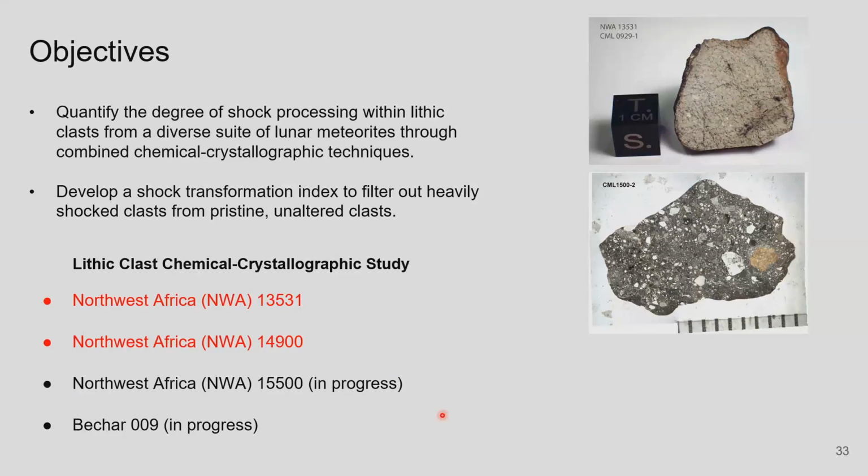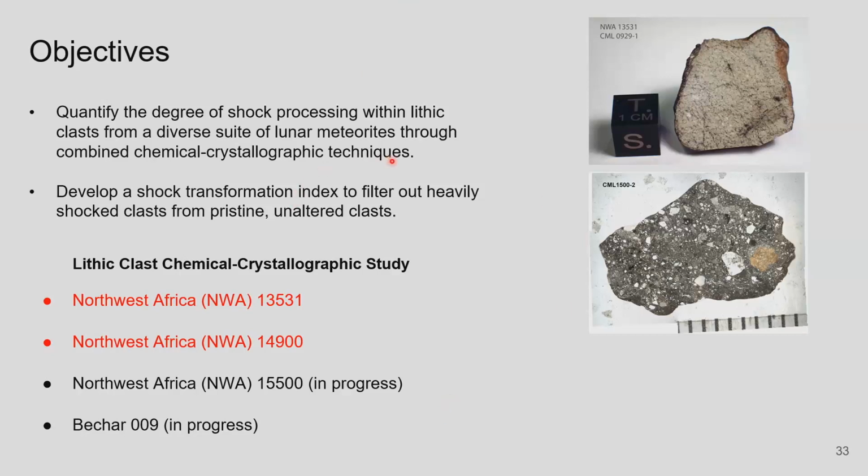Objective number one is to quantify how much shock processing we have within these lithic clasts. So I'm looking at a whole bunch of different lunar meteorites, some that are what we call anorthosites, rich in feldspar, some that are troctolites, rich in olivine and feldspar, and some lunar meteorites that are different altogether.